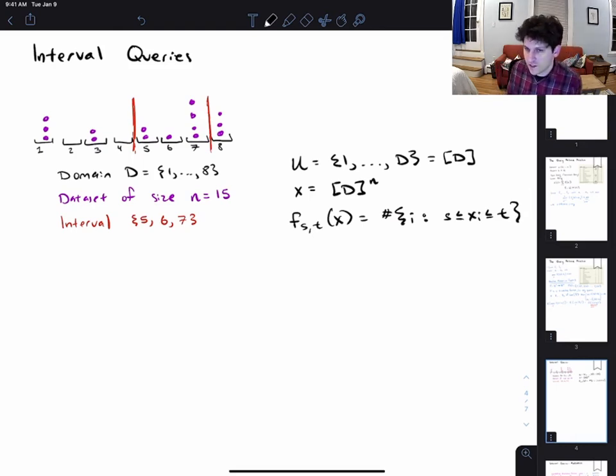And here, what I've depicted is an instance of this problem where the domain is size 8. So the data points are numbers between 1 and 8. And the size of the data set is 15. Each of these purple points is one of the points in the data set, and there are 15 purple points. And maybe I want to ask the query, how many of these people have a number between 5 and 7? So this query here is f_5 through 7, and you can see that the answer to the query is 7. So there are 7 data points in here.